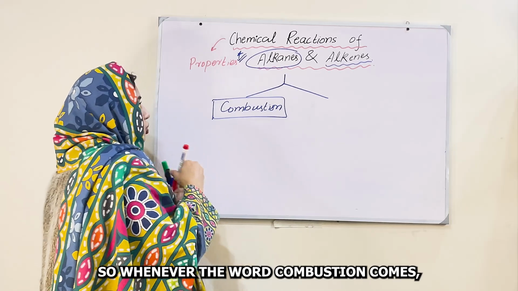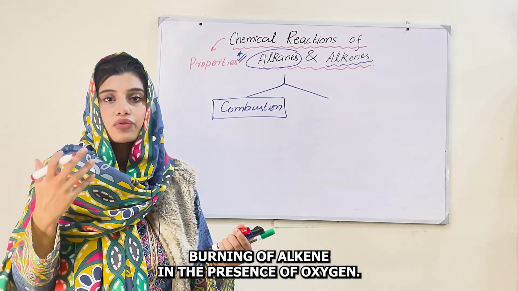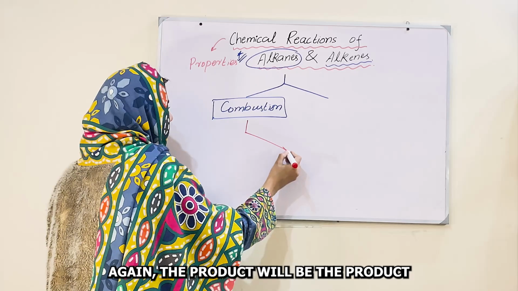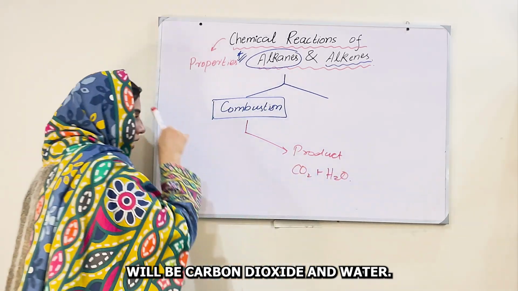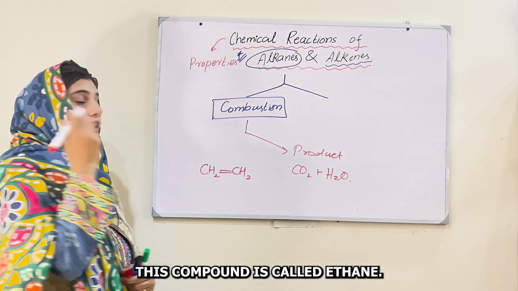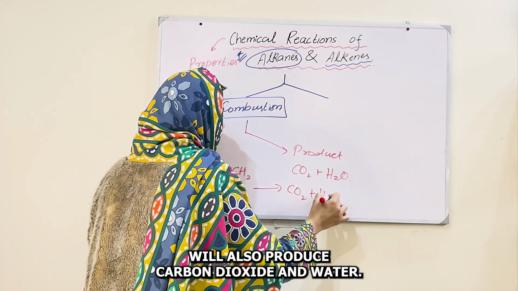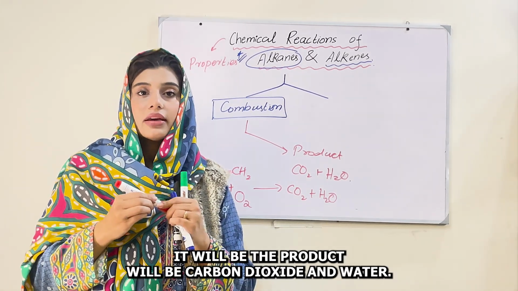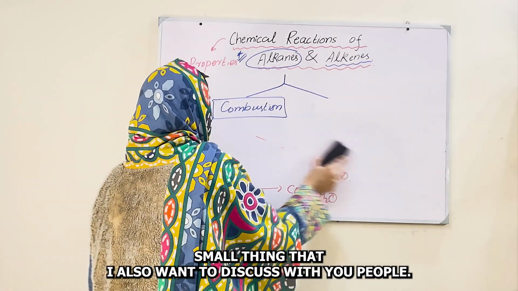Whenever the word combustion comes, the thing that should come to your mind is burning of alkene in the presence of oxygen. Burning of anything in the presence of oxygen is combustion. Again, the products will be carbon dioxide and water. Let's take an example of CH2 double bond CH2. This compound is called ethene. Burning of ethene in the presence of oxygen will also produce carbon dioxide and water. So whenever combustion comes, no matter if it's alkane, alkene or alkyne, the products will be carbon dioxide and water.